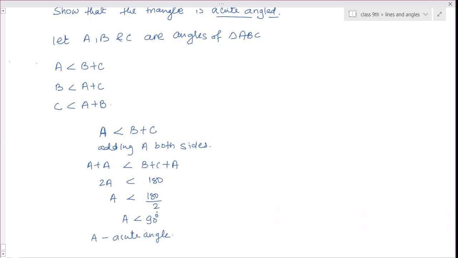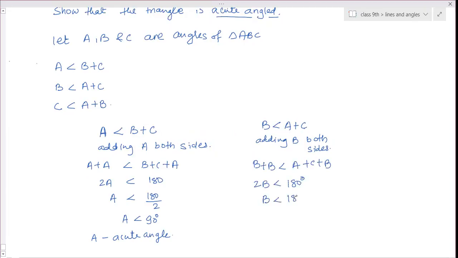Similarly, you have to show it for B and C also. They have given B is less than A plus C. So now what do we have to do? Add B to both sides. Why? Because we need A plus B plus C. In A plus C we don't have B, so we have to add B. So B plus B is less than A plus C plus B. So 2B is less than 180 degrees. So B is less than 180 by 2, that is 90 degrees. B is less than 90 degrees. So therefore B is an acute angle.